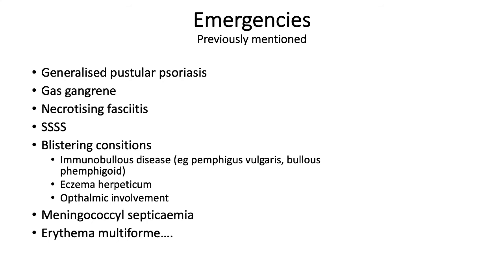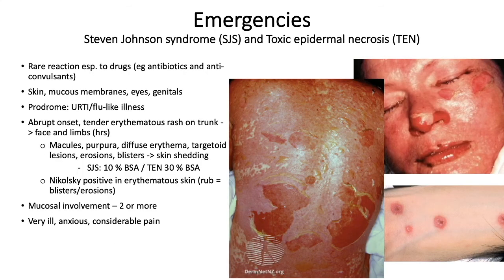Meningococcal septicemia, which is that non-blanching rash. And I mentioned in part 1 erythema multiforme, which isn't in itself an emergency, but it can progress on to Stevens-Johnson syndrome, SJS, or toxic epidermal necrolysis, TEN, which are both emergencies.